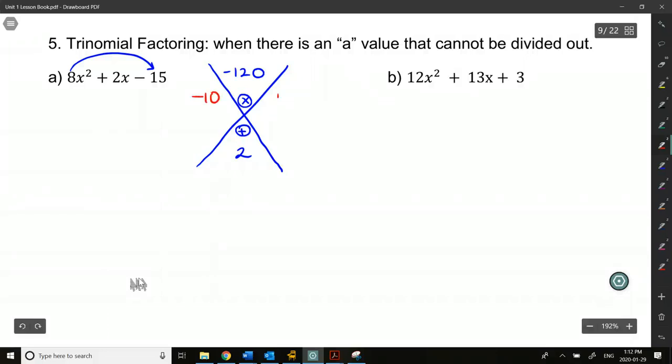-10 and +12. Perfect. And then we will take the a value and put it underneath each of these numbers. This is just kind of a little trick method that I like. And we will reduce.